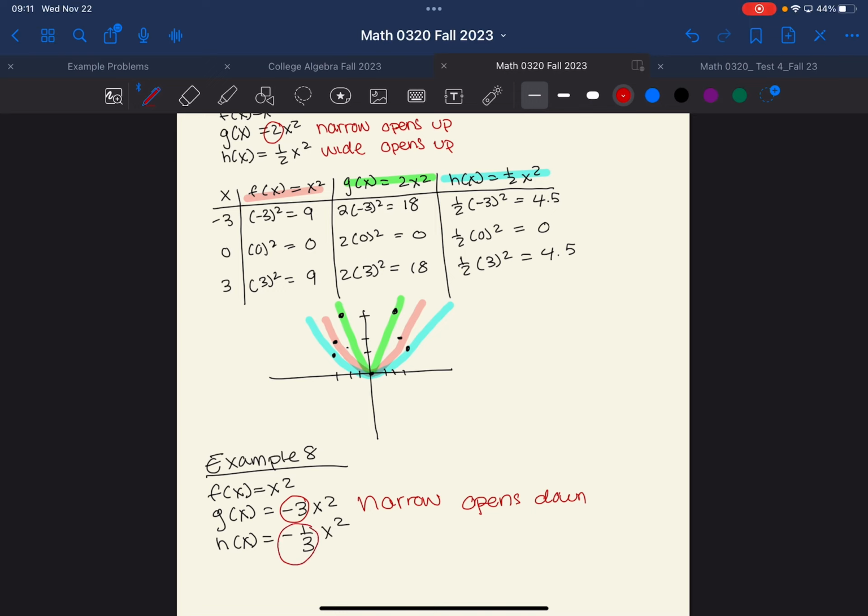What about that negative 1/3 in our h of x function? So it's a fraction, so it's going to be wide, and it's negative, so it's going to open down. Okay.